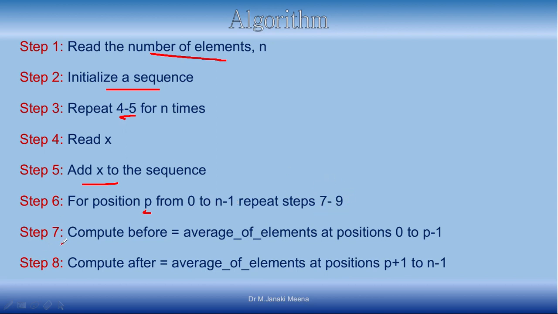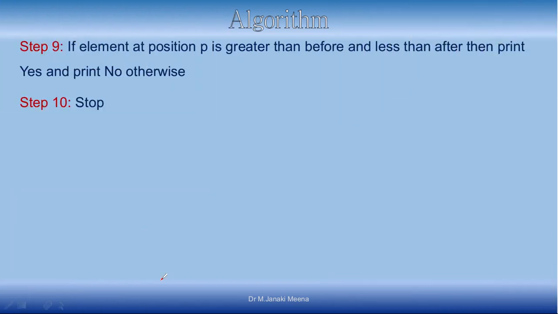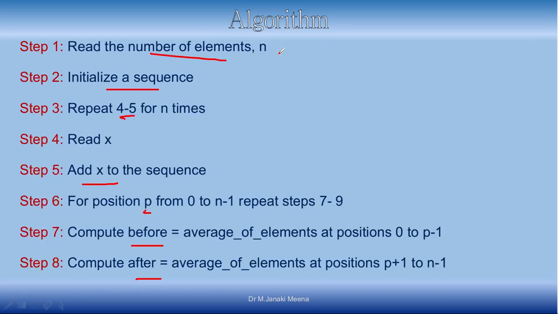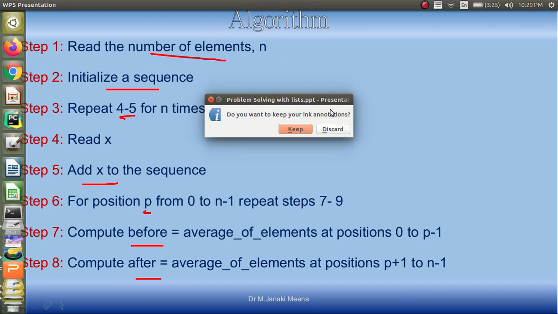So what does 7 say? Compute before and after. Before is going to be the average of elements at positions 0 to p minus 1, and after is going to be the average of elements at positions p plus 1 to n minus 1. After that, we are going to check whether the element at position p is greater than before and less than after. If these two conditions are satisfied, then we are going to print yes, otherwise we are going to print no. Okay, this is the algorithm. Let us see the implementation of the algorithm in Python.